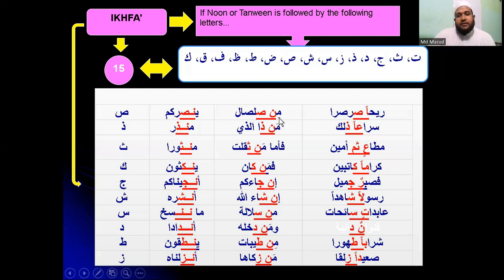The next example, min solid. The third example, yang sur. So you might have a wrong assumption that this sound is like the NG sound in English, like Bangladesh. Actually, not that sound. In this sound, your tongue is not going to touch the upper palate. Just the sound of your nose. That's it. Rihan soro, min solin, and yang sur.